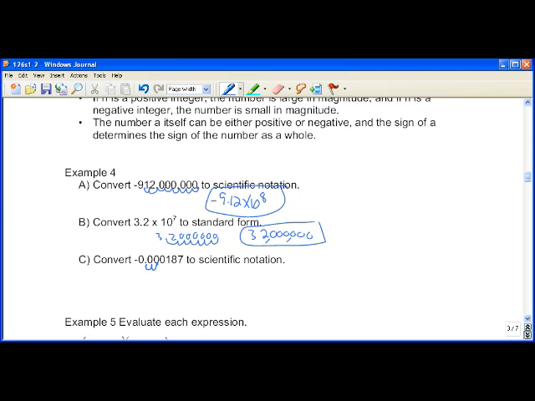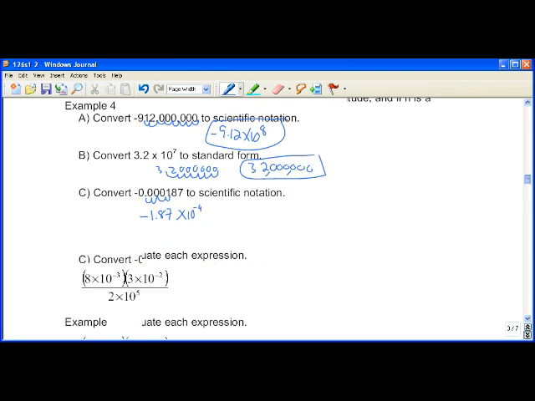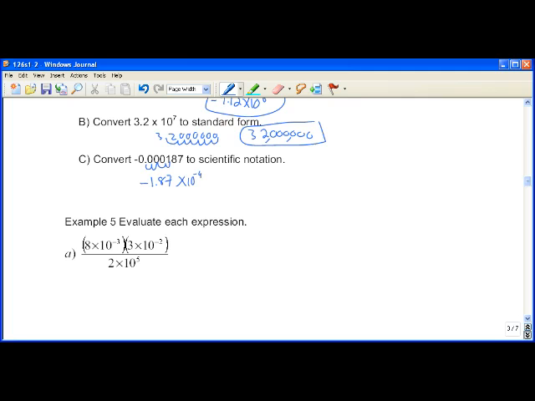So it's 1, 2, 3, 4 times. Negative 1.87 times 10 to the negative 4. We had to move it 4 times. But since we're going into scientific notation, we moved it to the right. That's why it's a negative power. The original number is really, really small, so it has a negative power. Okay, pause that if you want to take more time to write that down.